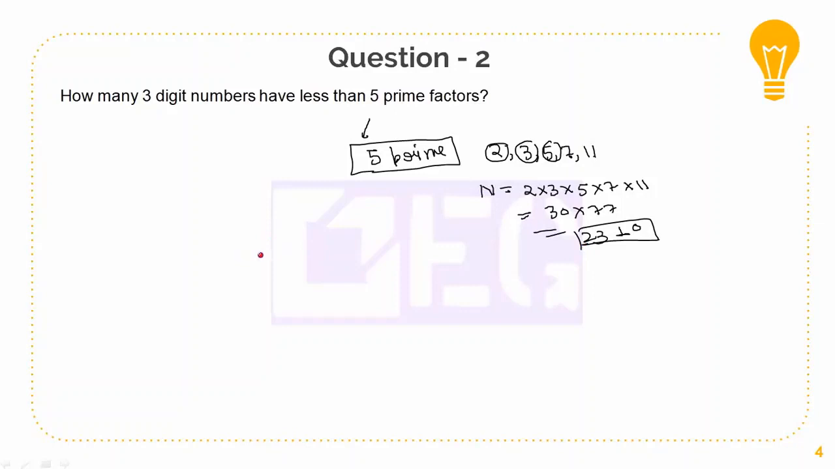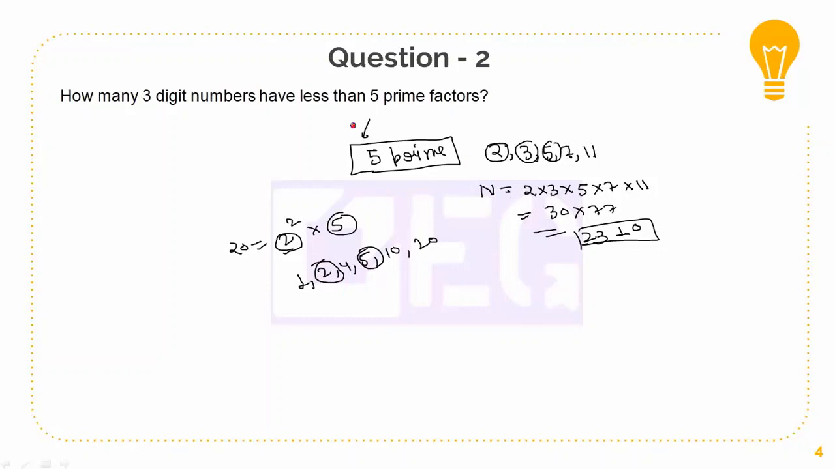If you have a particular question like 20 is 2 square into 5, how many prime factors are there? 2 and 5 are prime factors. 1 is not a prime number. 1, 2, 4, 5, 10 and 20 are the 6 factors of 20. But what are the prime factors? 2 and 5 are the only prime factors.